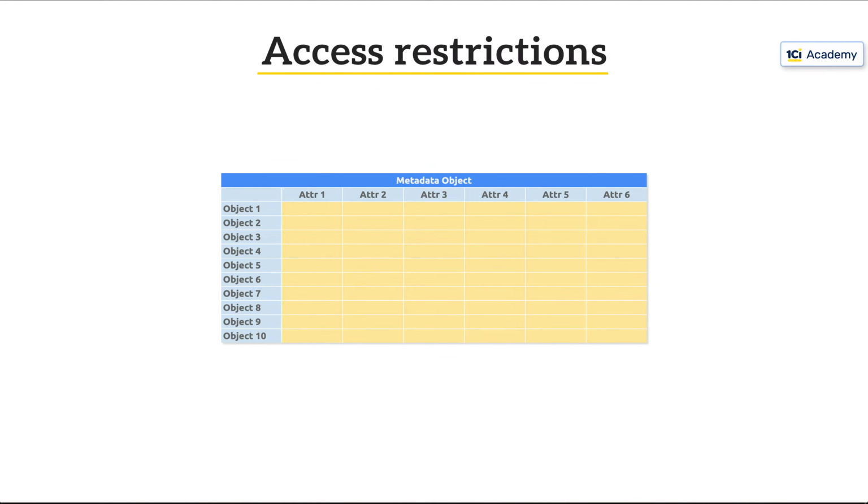As we saw in the last episode, there might be access restrictions on the metadata object level, as well as on the attributes level. Is there such a thing as a restriction on specific rows in the table? Of course there is. This is what this episode is all about.